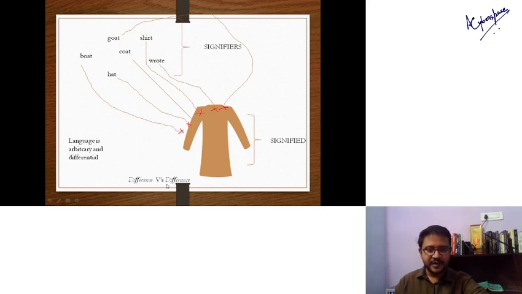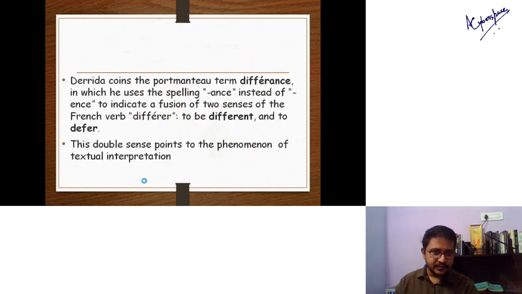And see, there is a problem with the spelling of différance. Derrida uses this spelling, D-I-F-F-E-R-A-N-C-E, while the actual French word for this is spelled with R-E-N-C-E. Now, Derrida coins this particular word, différance, in which he uses the spelling A-N-C-E instead of E-N-C-E to indicate a fusion of two senses of the French verb différer, which means to be different and to defer. So différer means to be different and to defer.